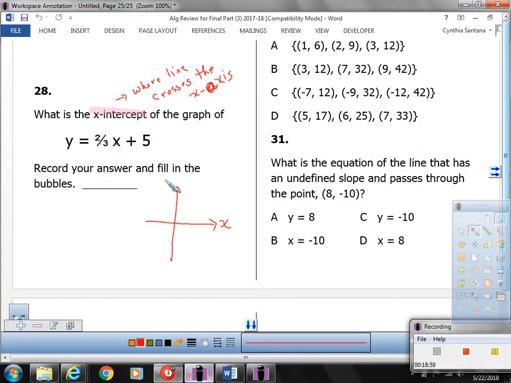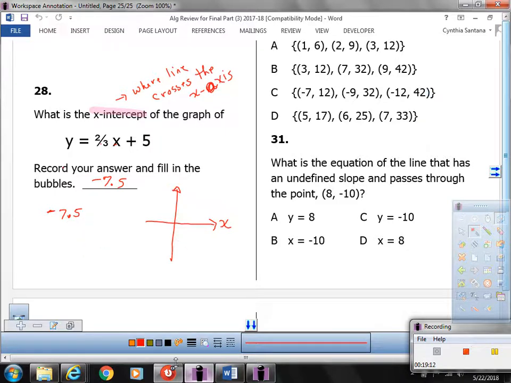It says record your answer in the field. So this I would want to record on my gridable. So it's negative 7.5. I would bubble in, now make sure you put the negative on the gridable, and then you would want to bubble in the 7, the dot, don't forget your decimal, and then the 5.